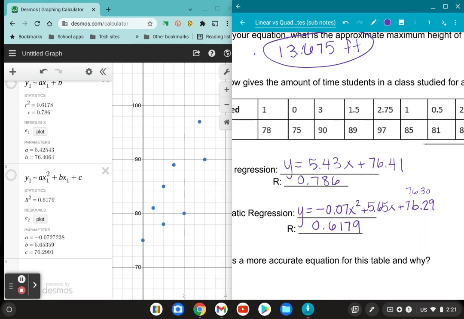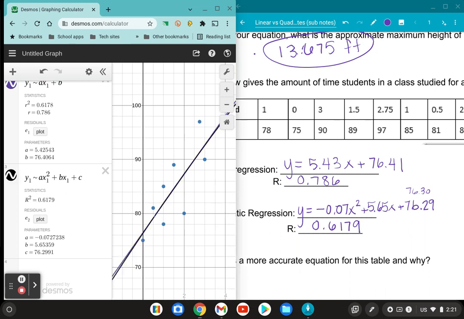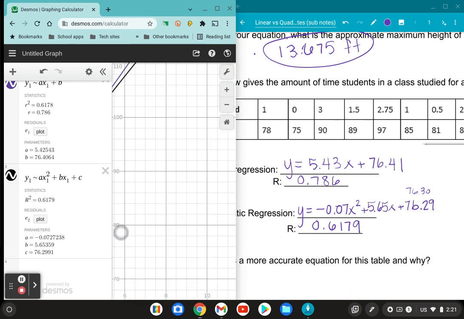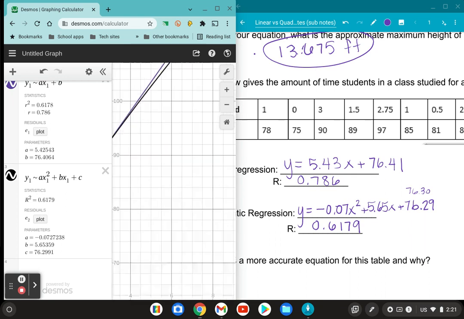Now, as to decide which one is more accurate, definitely is going to be the first one. It is more linear. So if we look at what it looks like, we can see it's going through more or getting closer to more of the points than if we have the quadratic. So if we do the quadratic, it's going to come up, it's going to go back down. It's not that one.